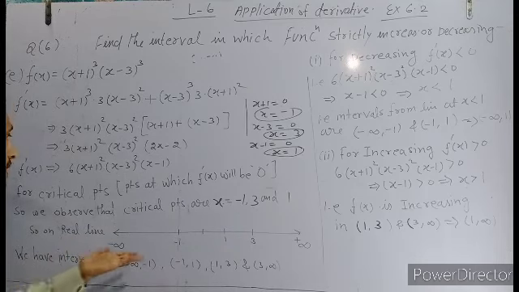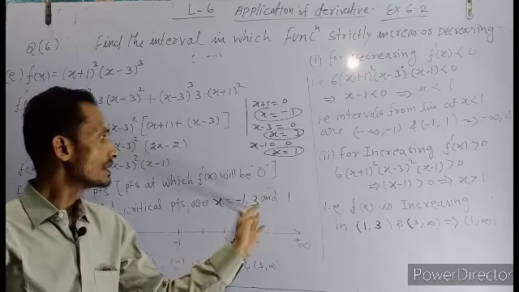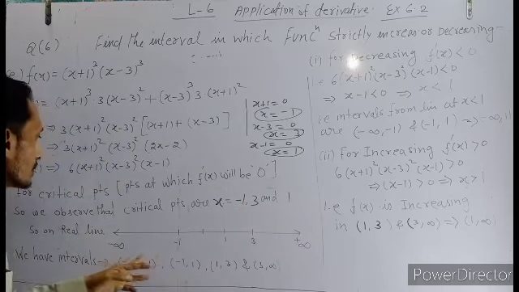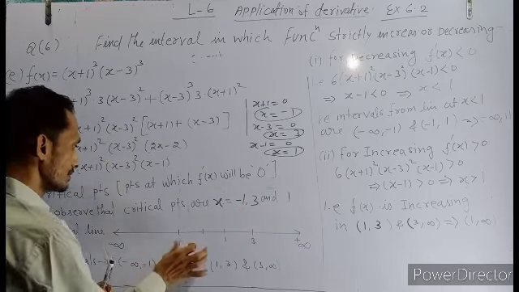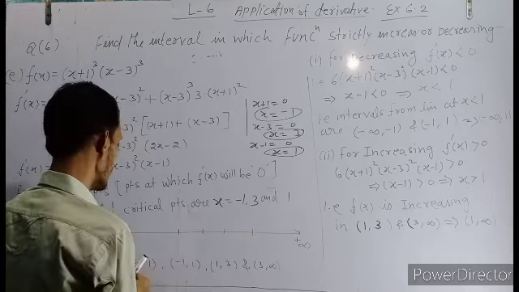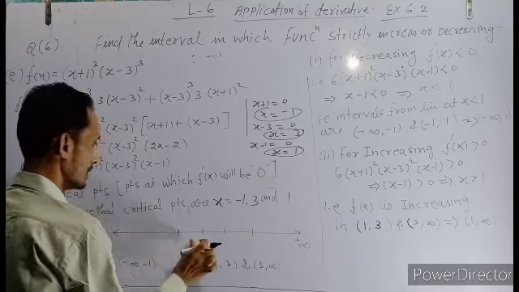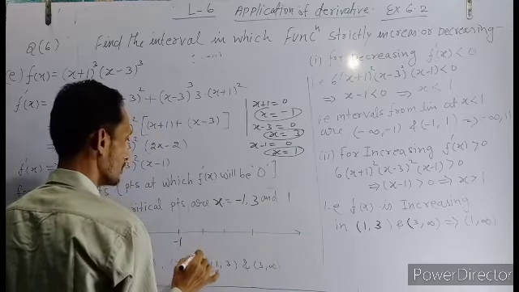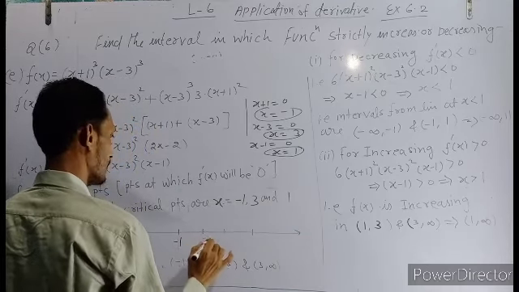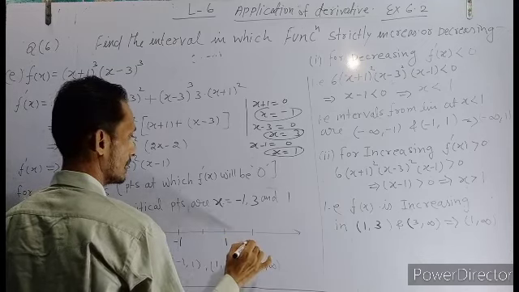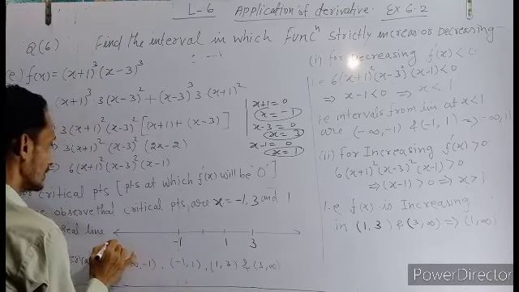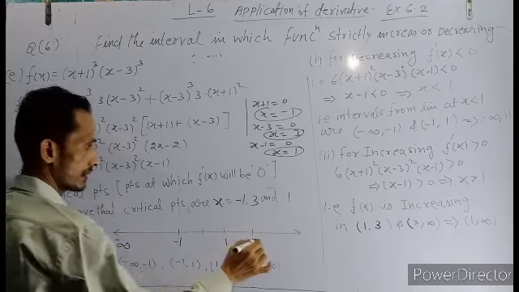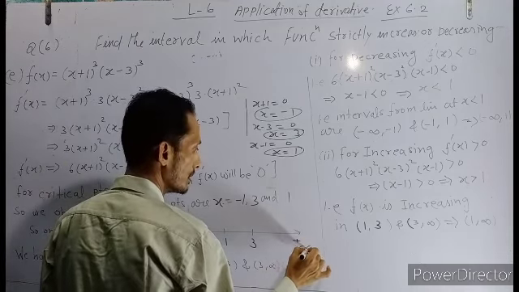If we draw the real number line and put these 3 points, minus 1, 1 and 3, you can observe that minus 1 will come here, then 1, and there is 3, and there is minus infinity and plus infinity.